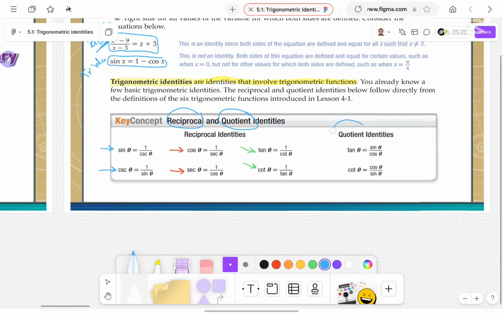Now those are the reciprocal identities, and the quotient identities are tangent and cotangent. Tangent can be written as sine over cosine, and cotangent can be written as cosine over sine. It's just a flip between them. You have to memorize or understand these identities, because you are going to pick any of them while you're simplifying the question.